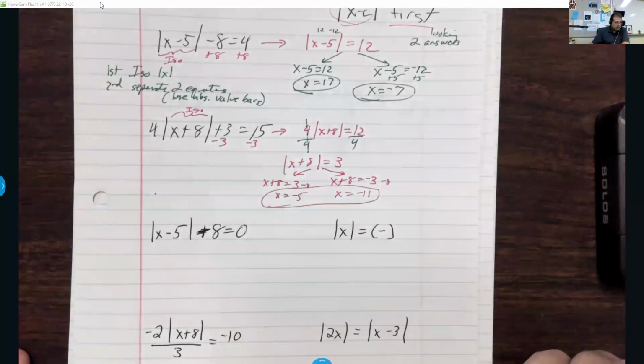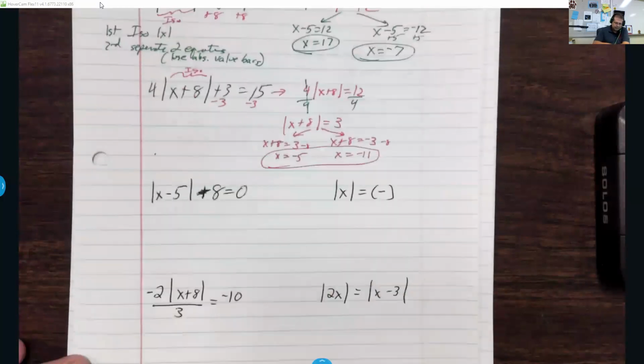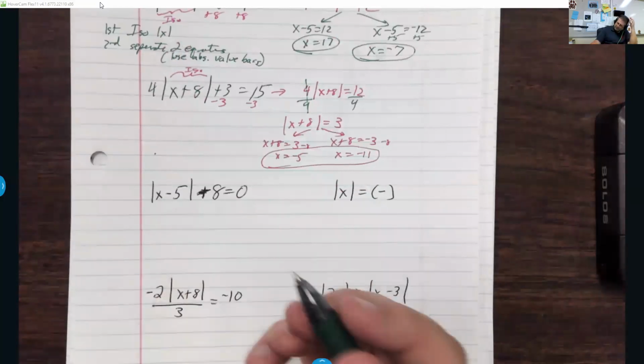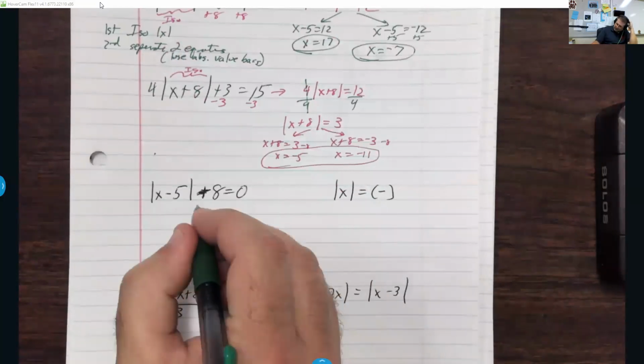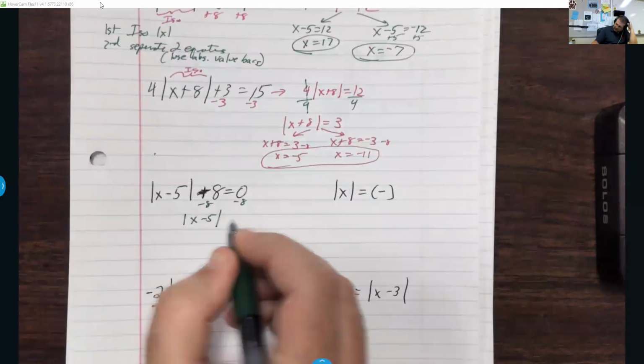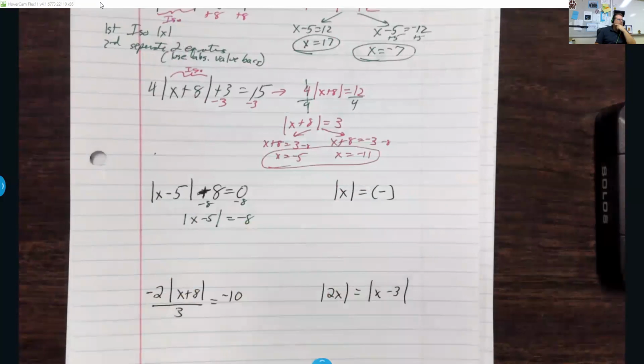Now, if we look at the next one, I still have to isolate. So this is the absolute value of x minus 5, plus 8. So I'm going to subtract 8. So I've got this. I've isolated. Okay, so check number 1 is done.